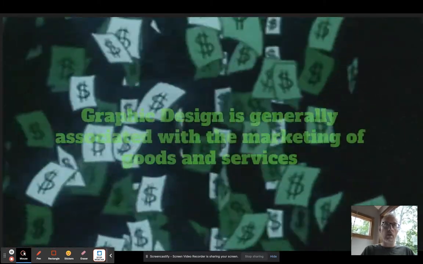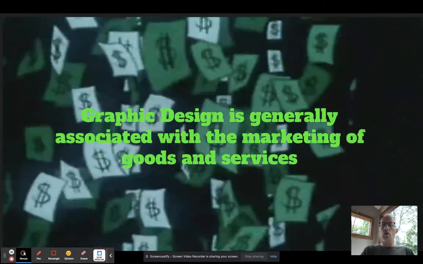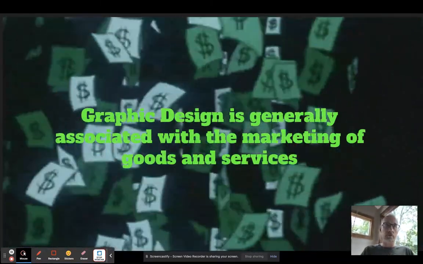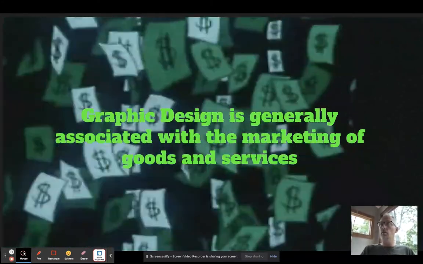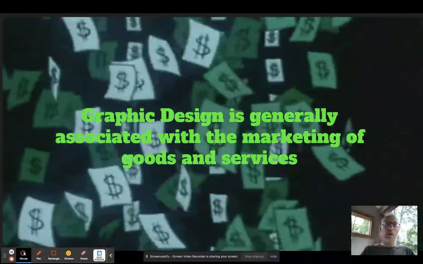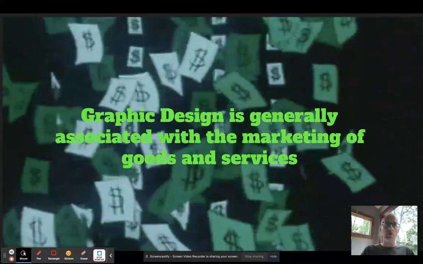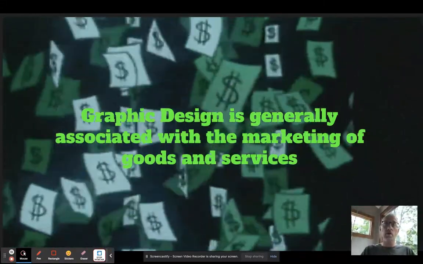Generally, when we think of graphic design and advertising design, we associate that with marketing of goods and services. So, art that is intended to remind, persuade, or influence you to buy products. It's not always, but it's what we generally think of.